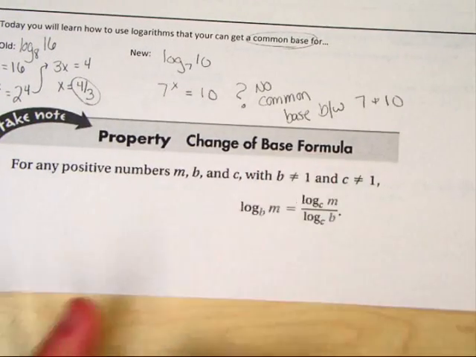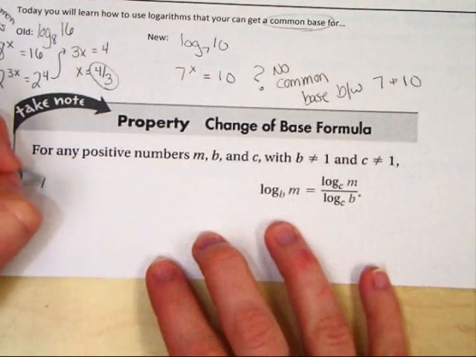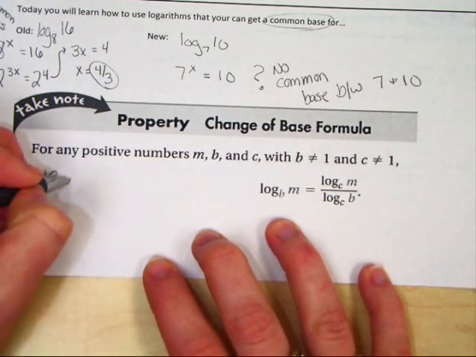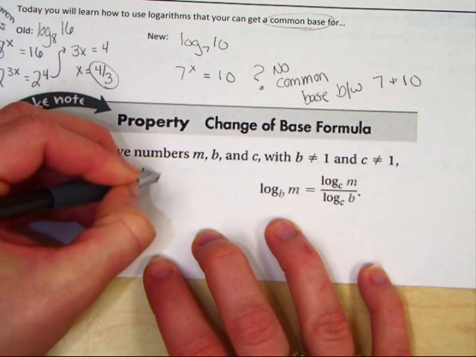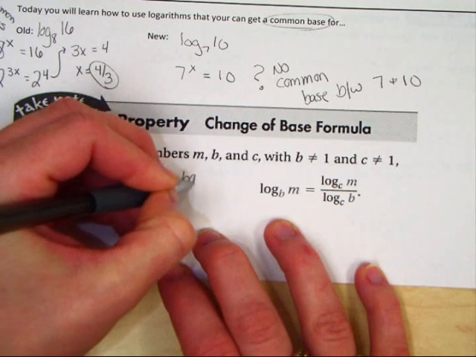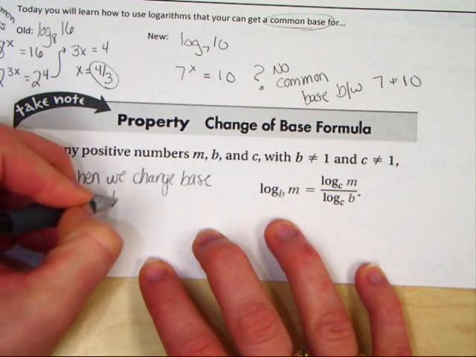Okay? So what you have to learn how to do is this thing called the change of base formula. So if you have two different types of bases, you have to figure out how to give them the same base. Now when we use this formula, let's write this down. When we change base, we use base 10.